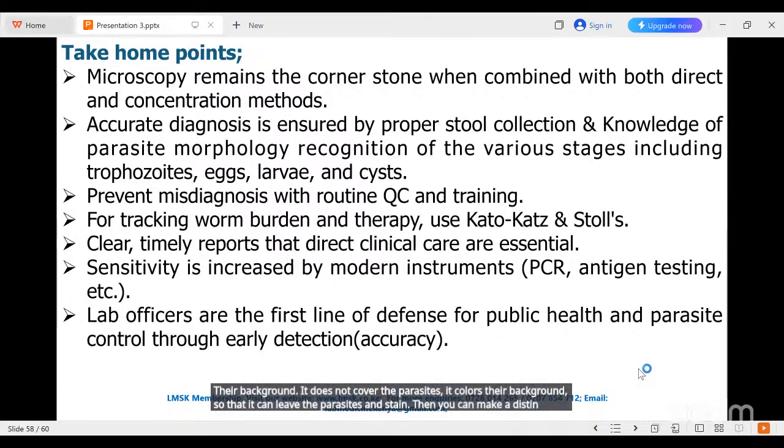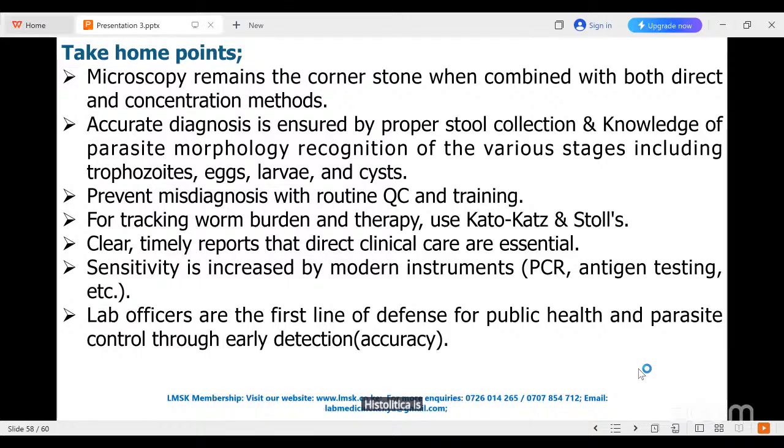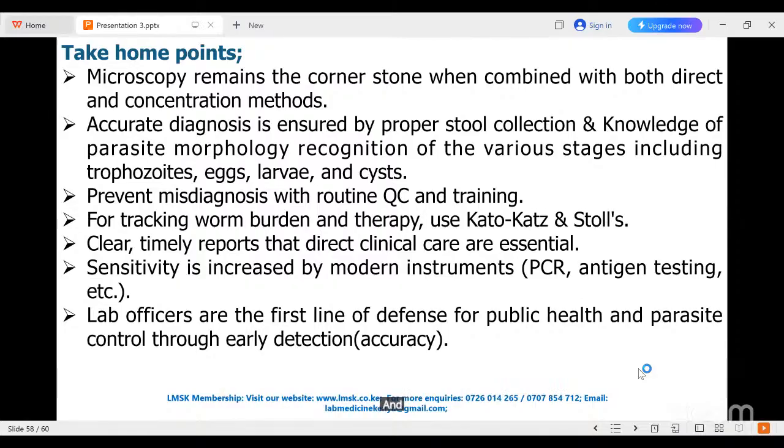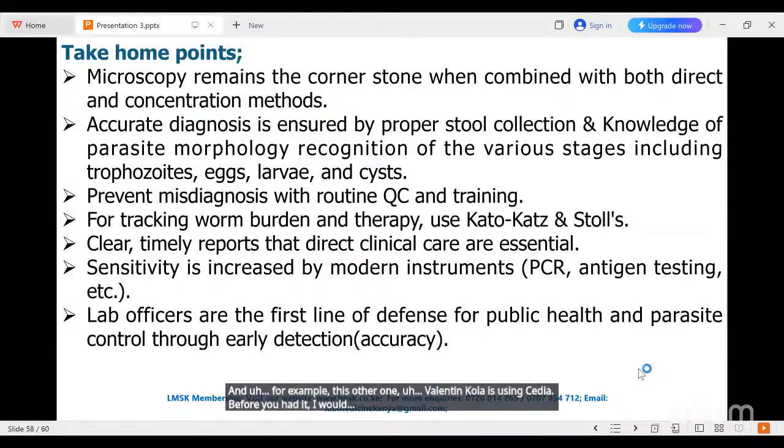Then you can check and you realize histolytica is using a pseudopodium in a directional manner. G. lamblia is behaving like a falling leaf, but it has flagella. You can actually now see the flagella. And for example, this other one, Balantidium coli, is using cilia. But before you add eosin, you might not see the locomotive organelles. So make sure you improvise. You can buy 0.1 to 0.5% eosin so that you can make a distinction between the locomotive organelles for these ones.